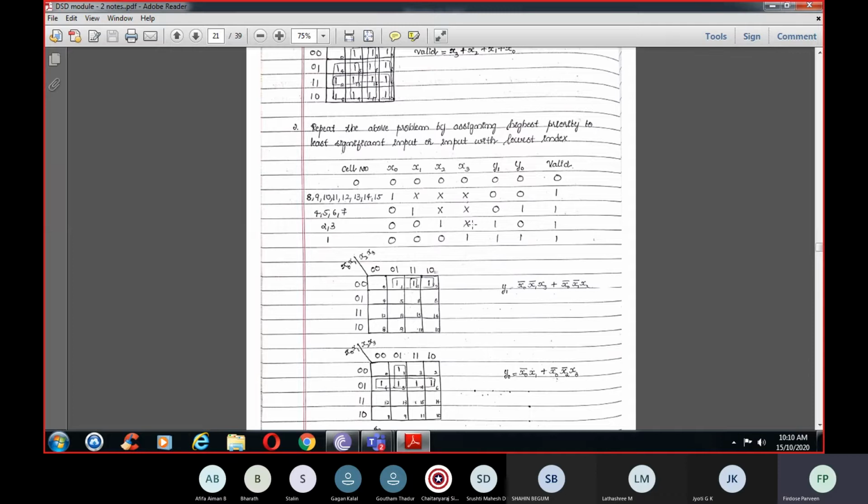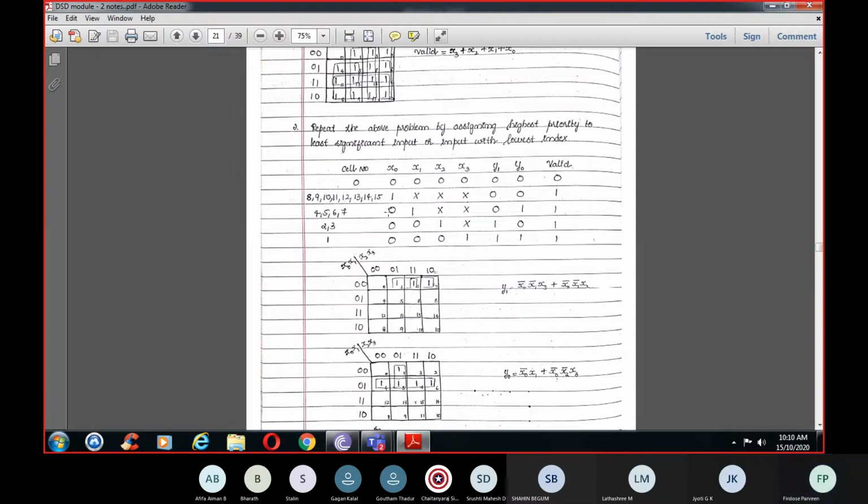Now this is 0, with only one don't care term. Only one x term you are having here, so either it may be 0 or it may be 1. If you write 0, 0, 1, 0, what will you get? It is 2. 0, 0, 1, 1, what will we get? It is 3. Okay. Next this is 0, 0, 0, 1. It is cell number 1.